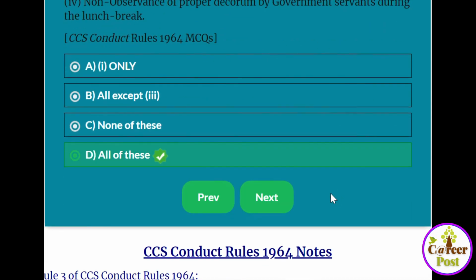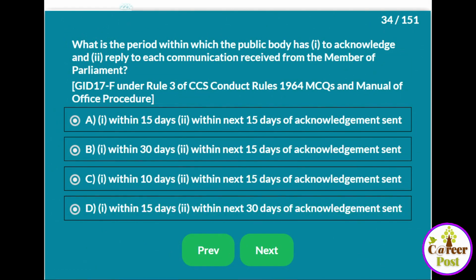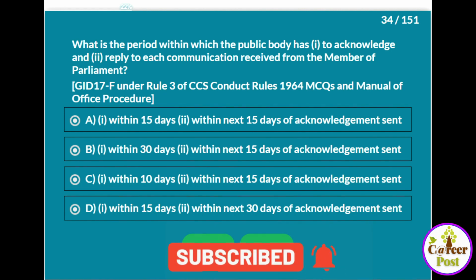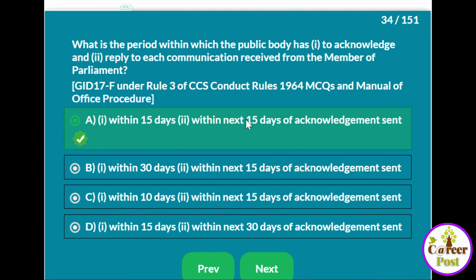What is the period within which the public body has to acknowledge or reply to each communication received from the member of the parliament? A member of the parliament should be given due respect, and one has to acknowledge and at the same time give the final reply within certain days. The options are 15 or 30 days, 10, 15. The answer is within 15 days we should acknowledge and in the next 15 days you should reply.